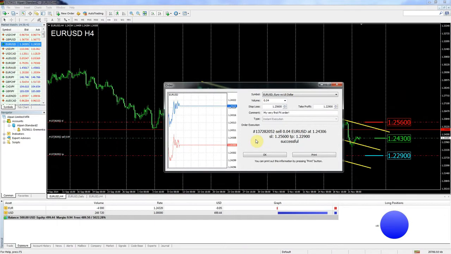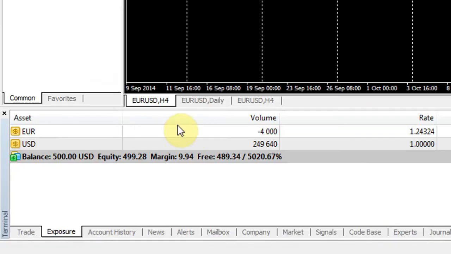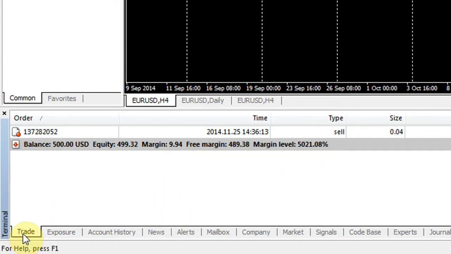So I'm just going to click OK here. As you can see, we've got new exposure to the euro here. It is negative because we conducted a sell order. Here we've got some information on the margin and what's going on with the equity. Now if we move to the trade tab, you'll see your order here.